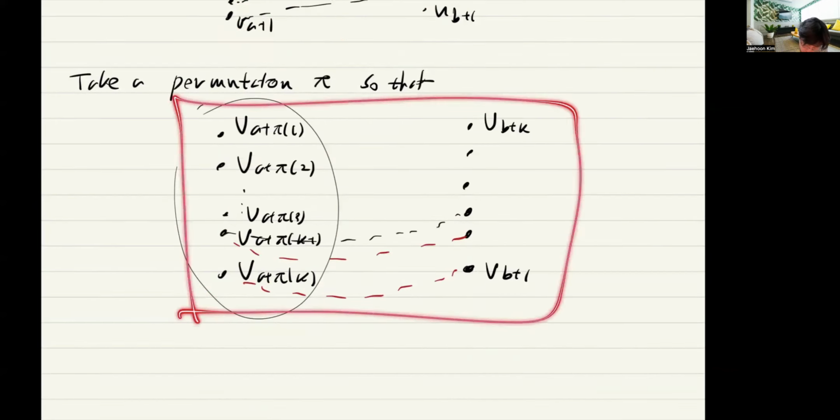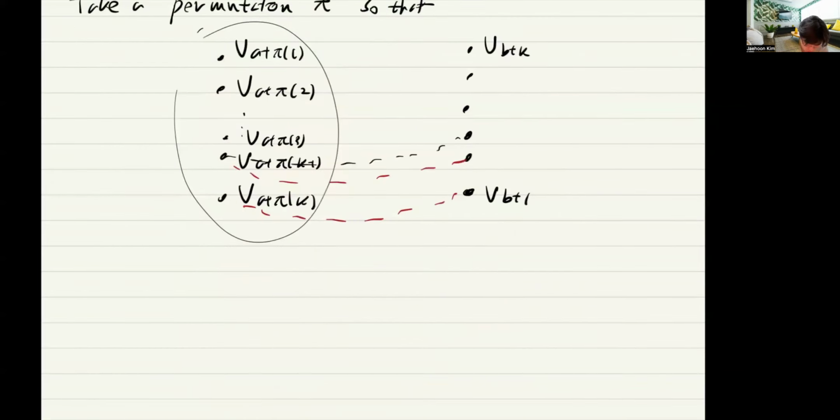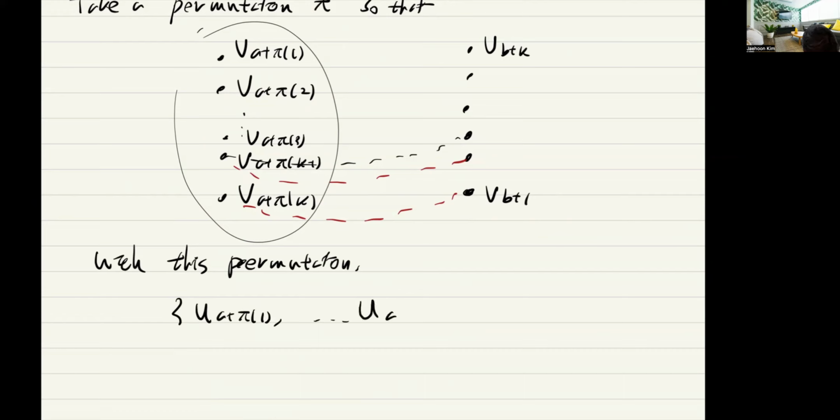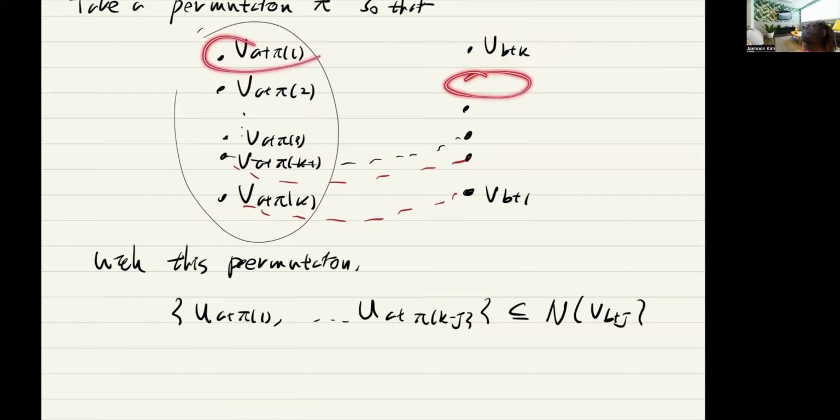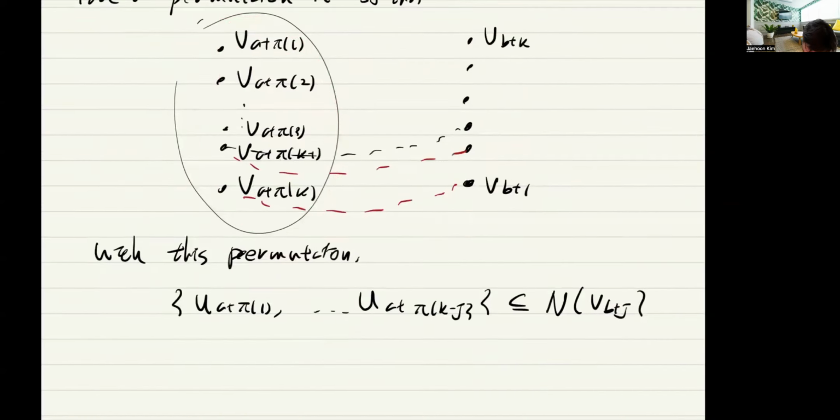So you can take this permutation. So that with this permutation, we know that the U_{A+π(1)} to U_{A+π(k-j)} are all neighbors of this B plus j. So this one, I mean, you don't care. This one is adjacent to 2. This one is adjacent to 3. And so on. This one is adjacent to everything except on the bottom. So you can permute this. You can take such a permutation.